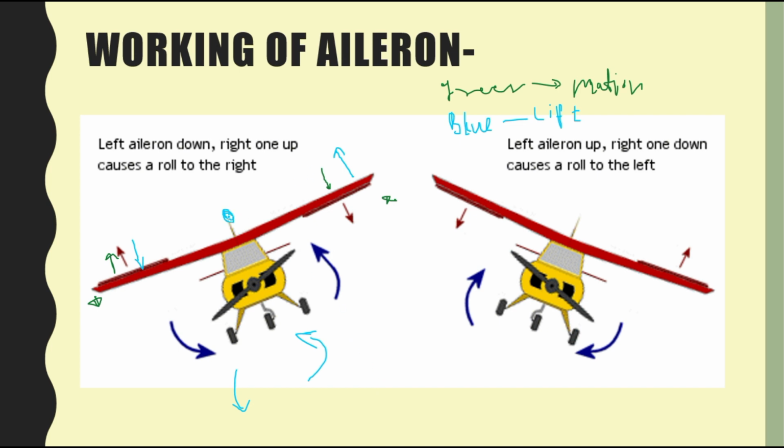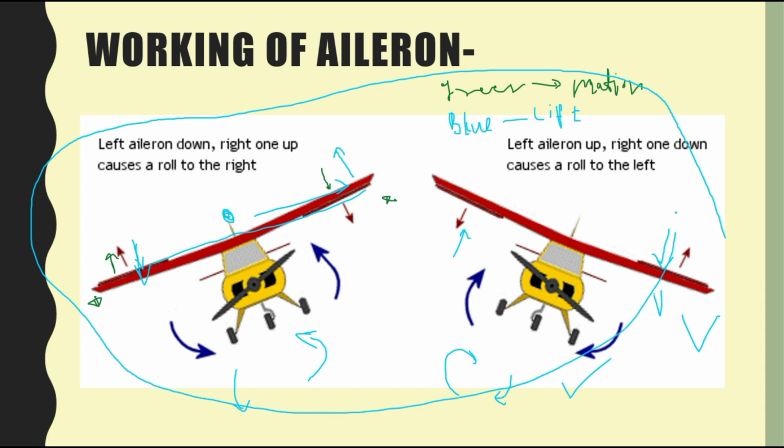So see, about this point, these two forces, these blue forces, are going to generate a couple that is known as the rolling couple. So this is about the working of the ailerons. Similarly, for this one, the aileron moves up, that's why it will have a lesser lift force as compared to this one. Here the aileron moves down, so it will have a lift force in this direction, and a clockwise moment is generated on the plane. So this is how the ailerons of the aircraft work.